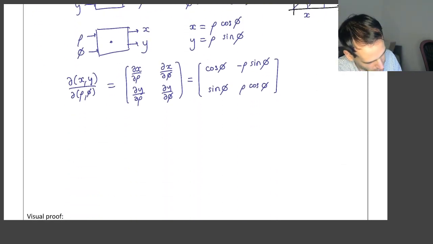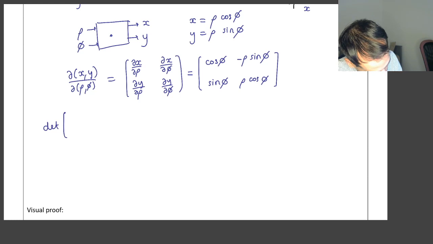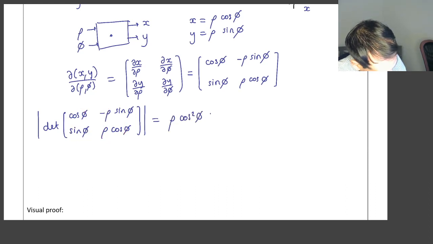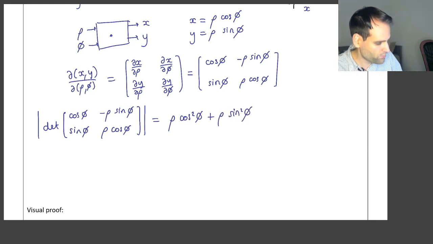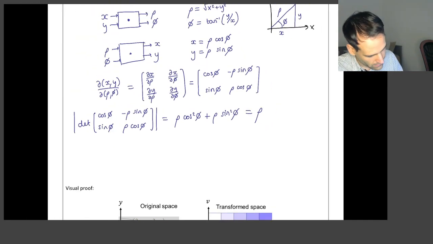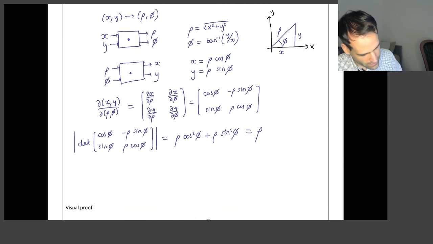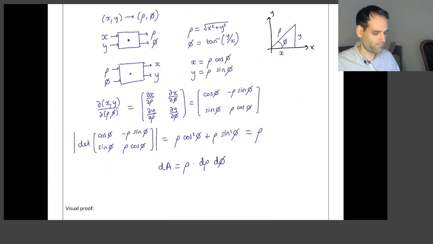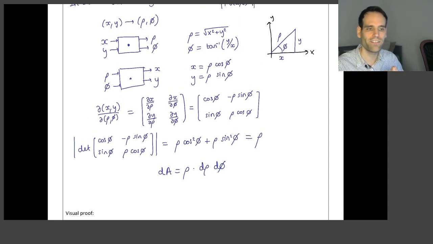So let's do it. What's the determinant of this matrix? The determinant of cosine phi, minus rho sine phi, and rho cosine phi. And we are going to take the absolute value of the determinant. So this is equal to this times this minus this times this. So that's equal to rho cosine squared phi plus rho sine squared phi, which is rho times cosine squared plus sine squared, which is equal to rho. And that is how you find out that applying the recipe, dA is equal to rho times d rho d phi. Okay? So of course it agrees with the geometrical intuition.